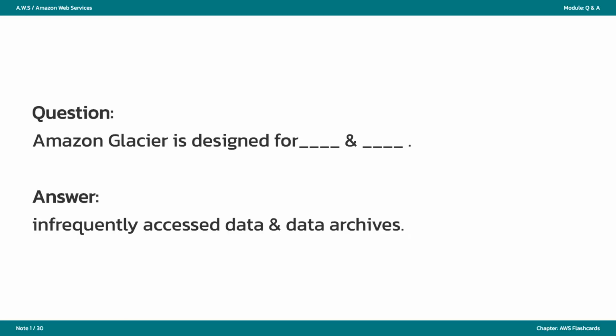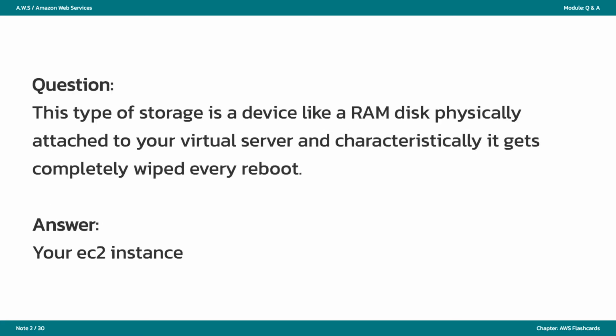Question: Amazon Glacier is designed for dash and dash. Answer: Infrequently accessed data and data archives. Question: This type of storage is a device like a RAM disk physically attached to your virtual server, and characteristically it gets completely wiped every reboot. Answer: Your EC2 instance.